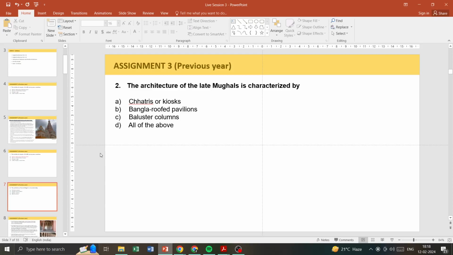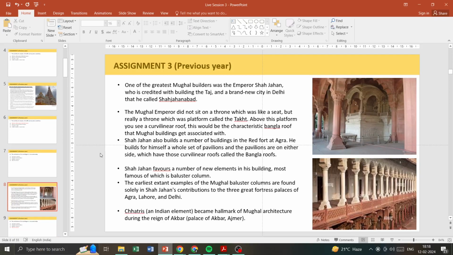So one of the greatest Mughal builders was the Emperor Shah Jahan, who is credited with building the Taj Mahal and a city in Delhi that he called Shahjahanabad. The Mughal emperor did not sit on a throne which was like a seat, but a throne which was a platform called the Takht. Above this platform, we see a curvy linear roof, and you can see that in the image I have added here. And this is called a Bangla roof, which is a curved roof that Mughal buildings started getting associated with.